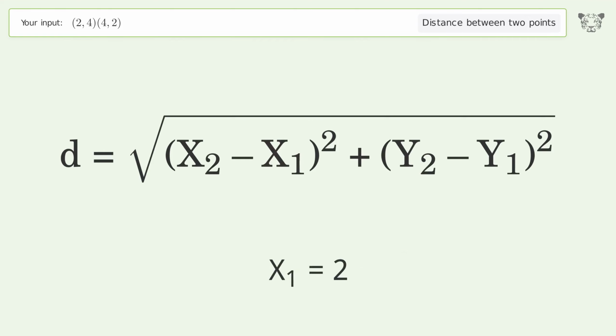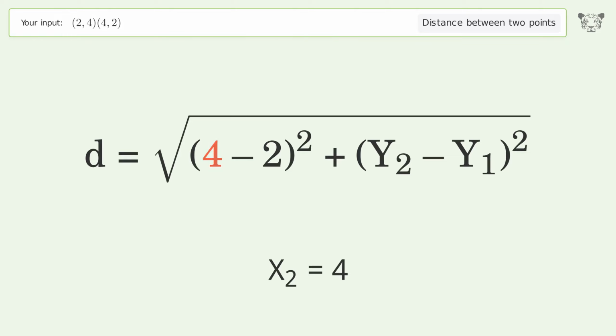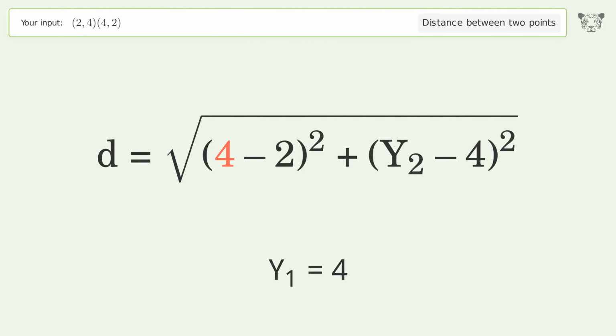x1 equals 2. x2 equals 4. y1 equals 4. y2 equals 2.